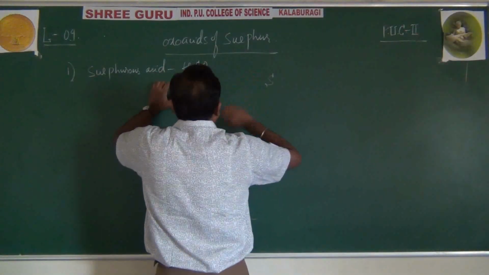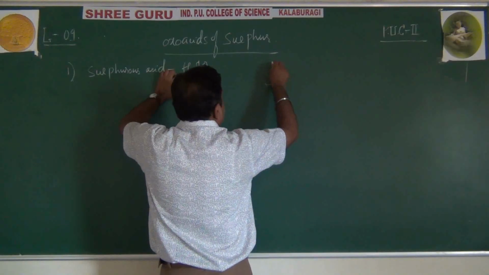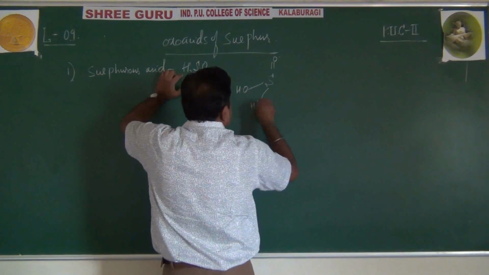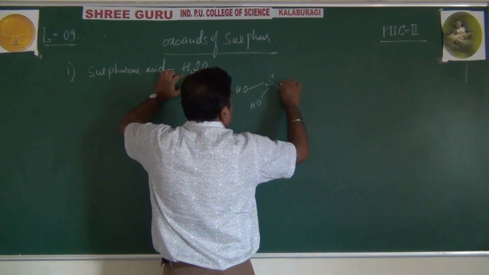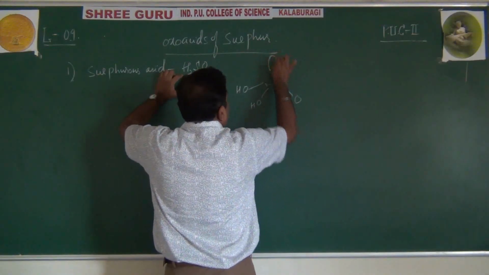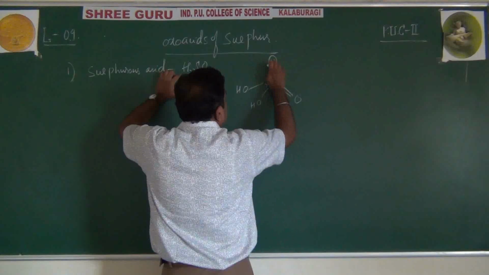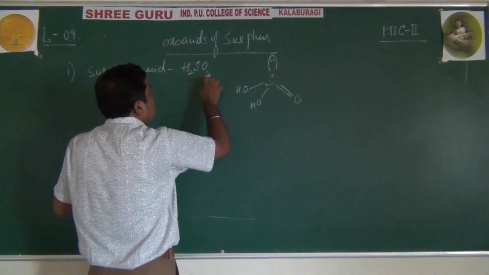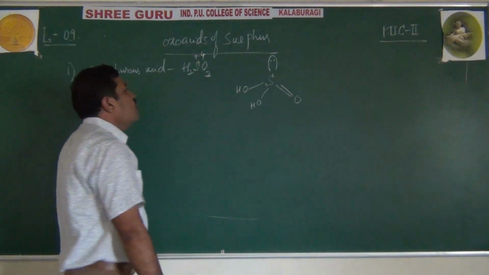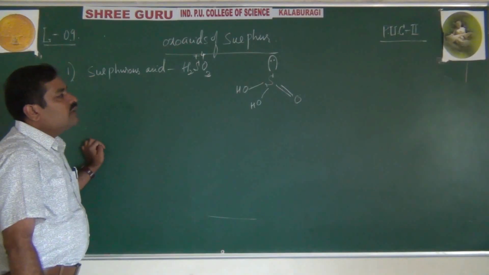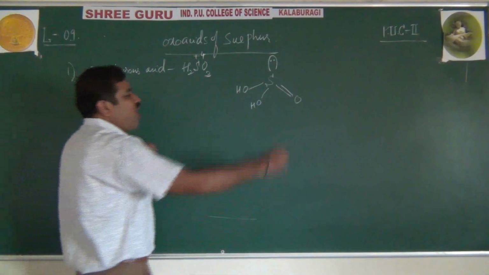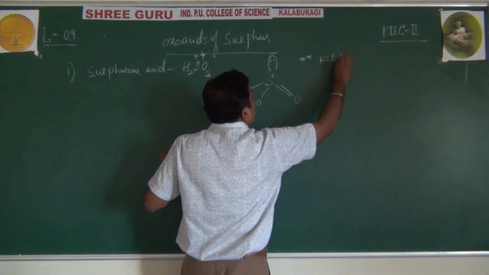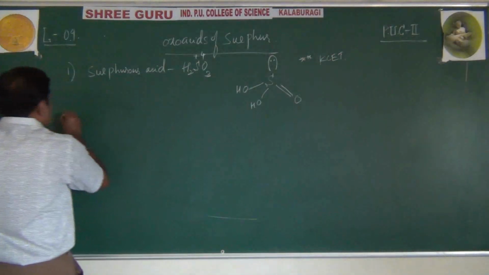See here, with this the sulfur has an expanded octet, a double bond, OH, and another one, a double bond. One bond. 2, 4, 6, 8. Like this, this has one lone pair of electrons, and here the oxidation state is +4. This is one oxo acid which contains a lone pair. Very important for CET, KCET. So many times it is asked.